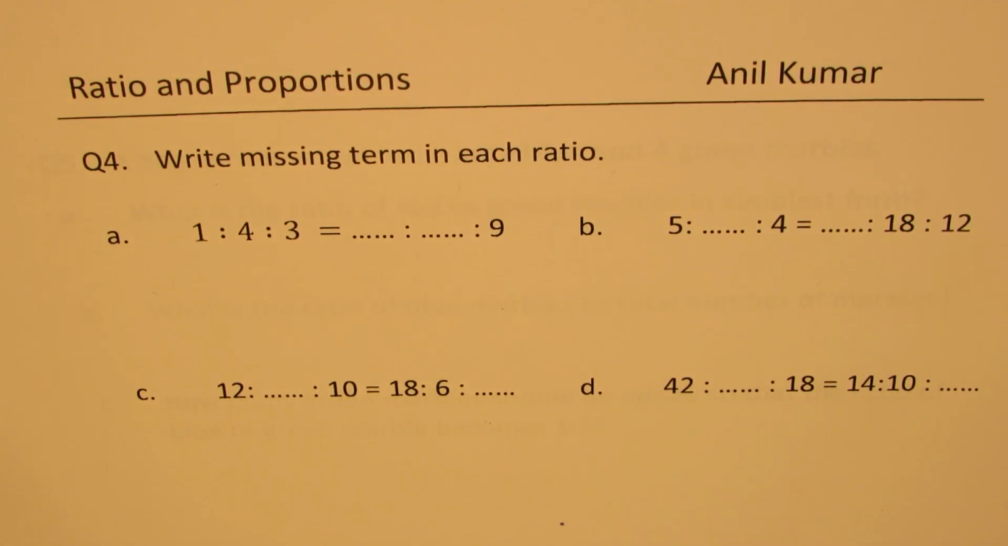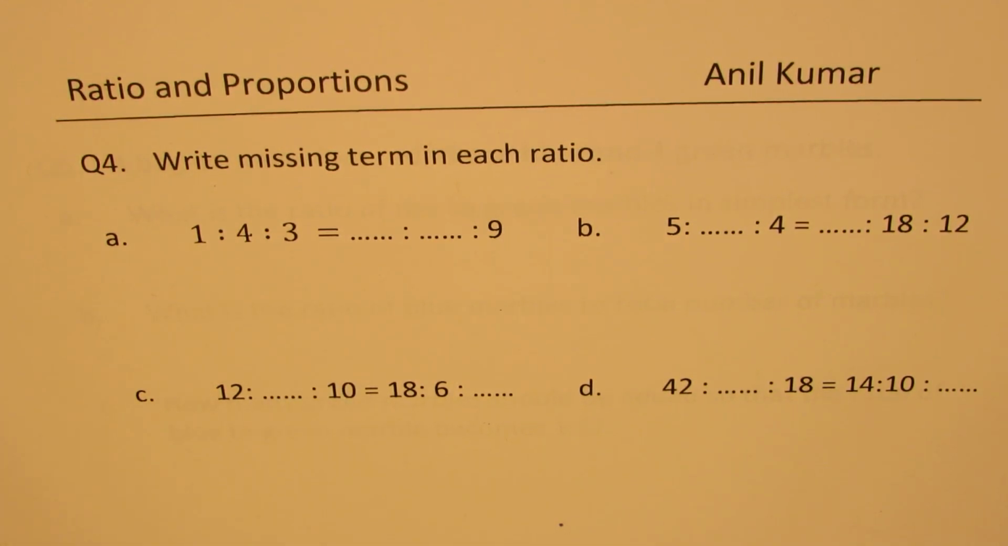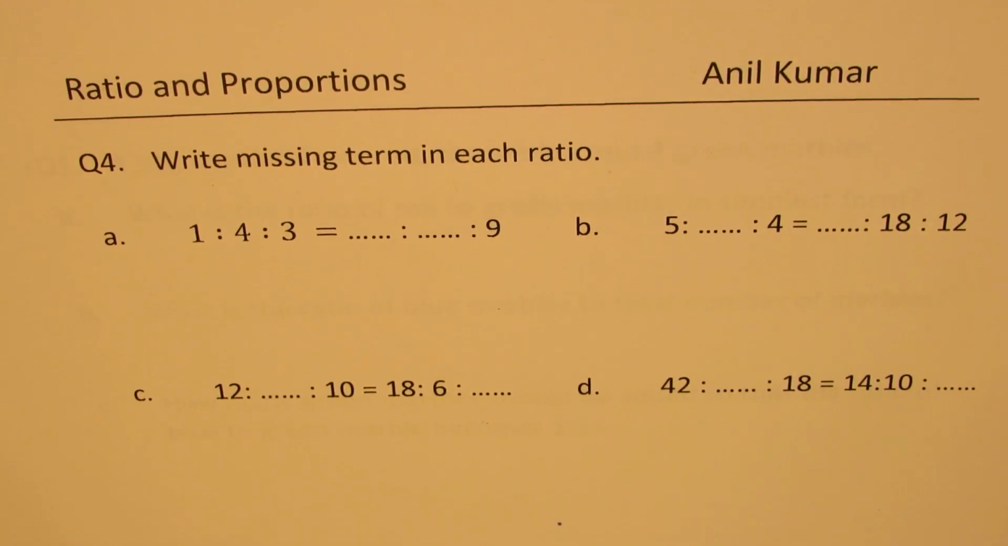Well, in question number 4, we have ratio of 3 terms. So in ratios, we could have 2 or more. So we could have 3 also. I'd like you to pause the video, answer this question, and then look into my suggestions. As you can see, question number 4 involves 3 terms. Well, the strategy is same.